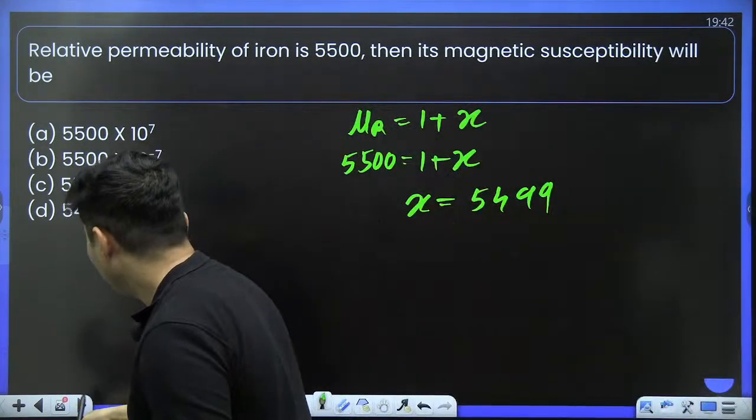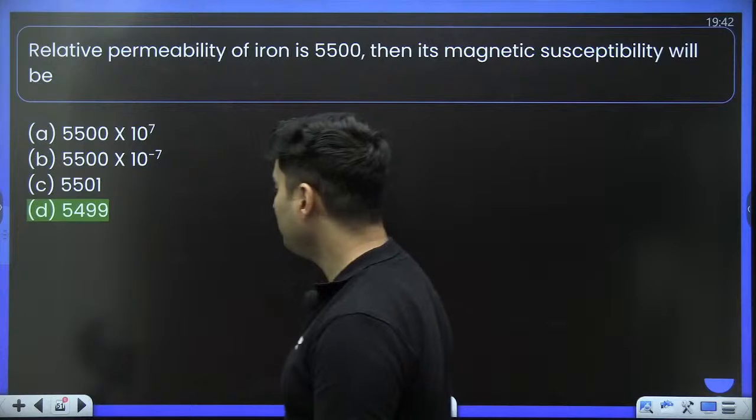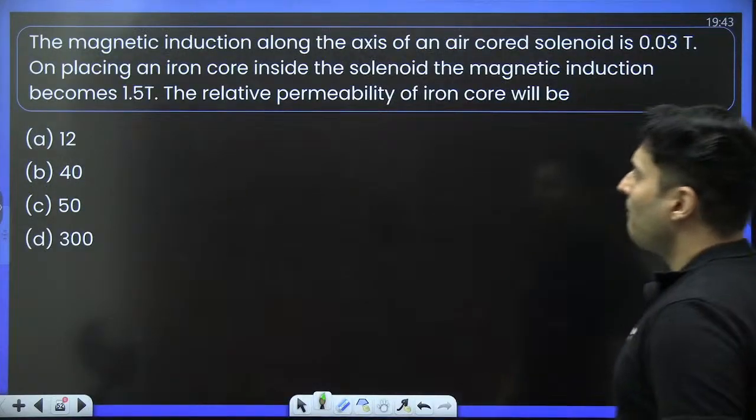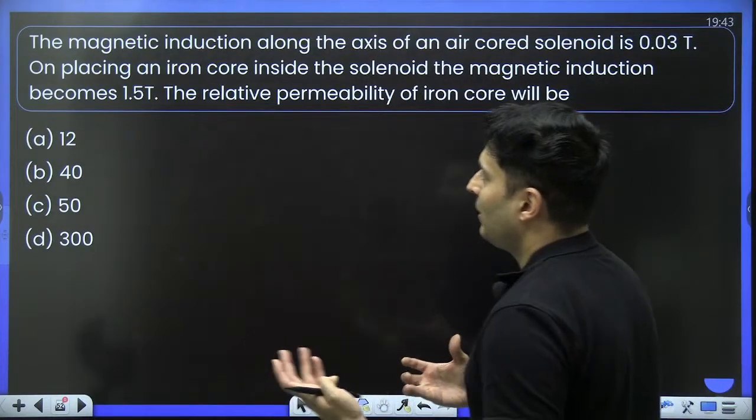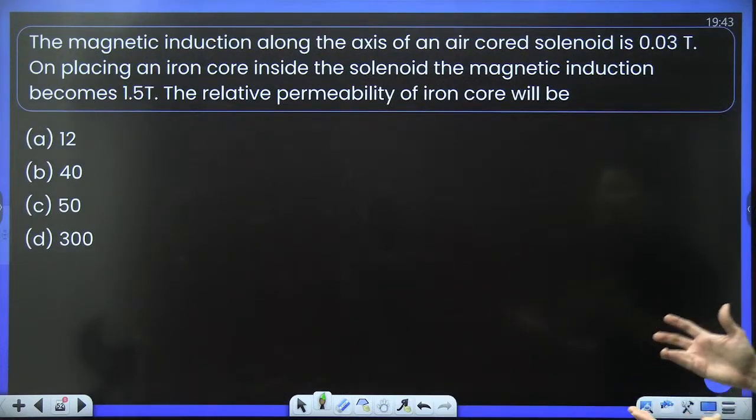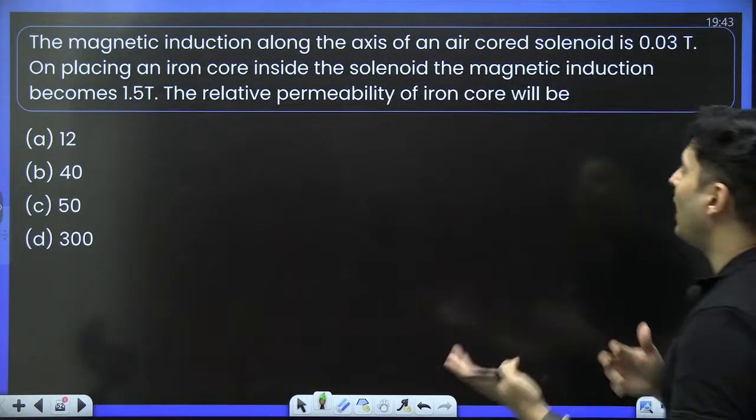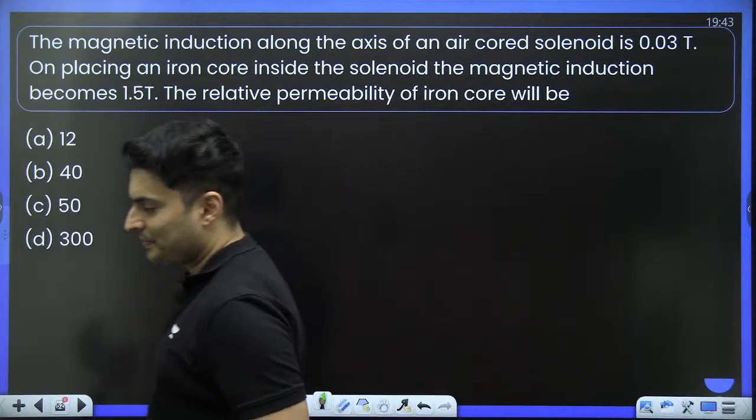Okay, cool. Let's go to the next question on your screen. The magnetic induction along the axis of an air cored solenoid is this much. When you place some iron core inside it, the field becomes 1.5 Tesla. Then the relative permeability of the iron core will be how much?